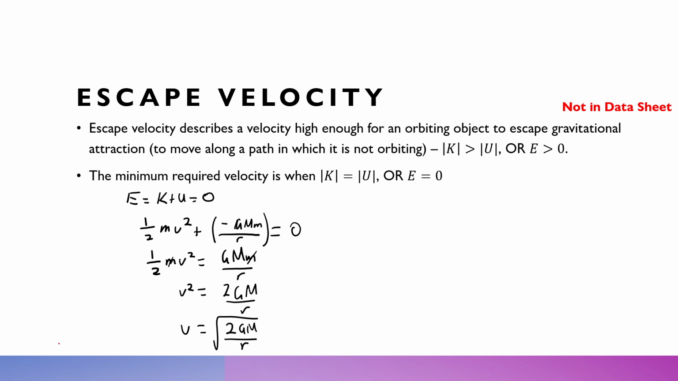Again, this is a formula which is not in your data sheet, but does get called on quite a bit in the HSC. The key thing that we need to remember, though, to get to this equation is that K plus U is equal to 0 when we've hit that breakpoint for our escape velocity. Once you know that, you already know what K and U are. Both of those are in your data sheet. It is just a matter of being able to put those two expressions in, rearrange, and solve for v.